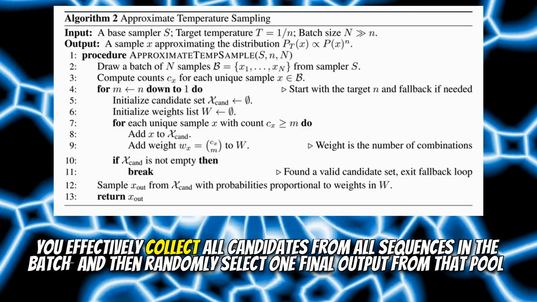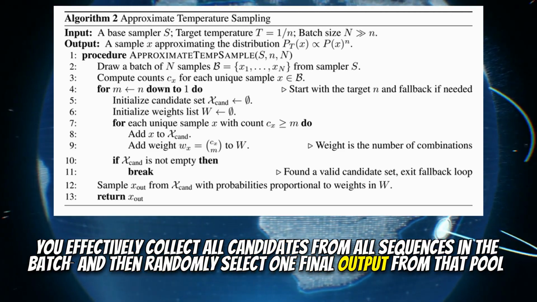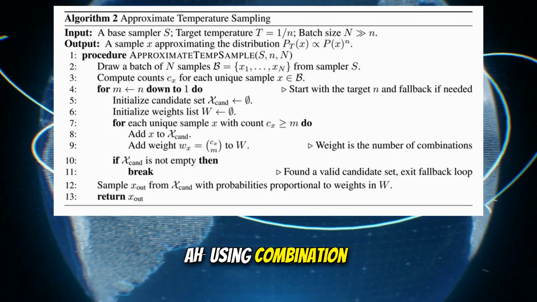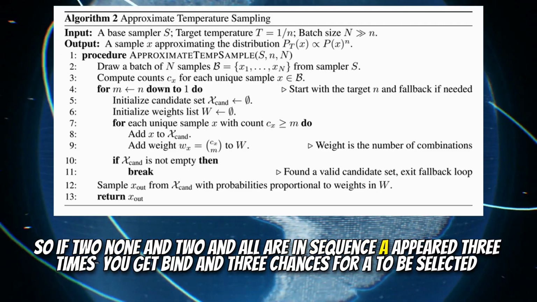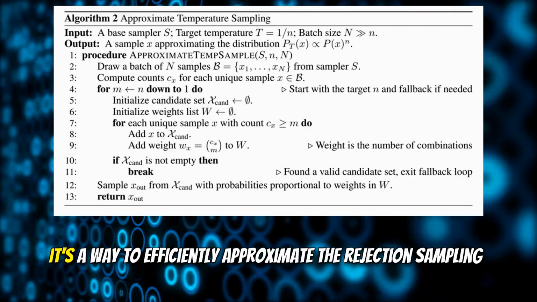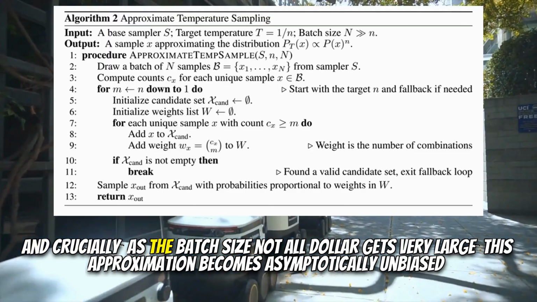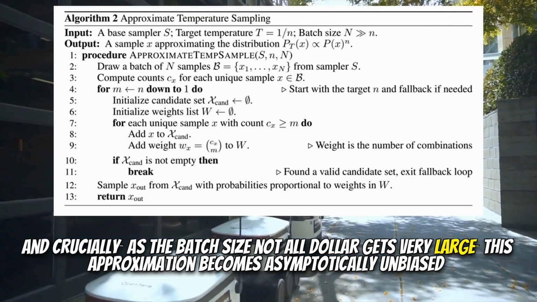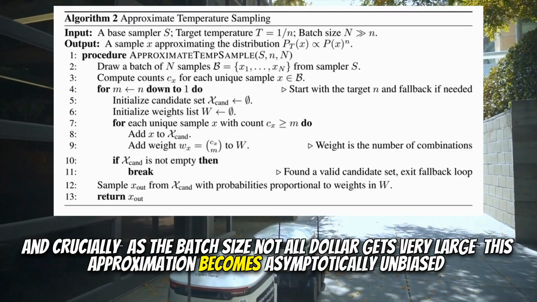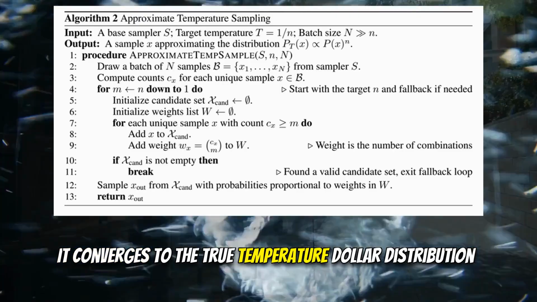You effectively collect all candidates from all sequences in the batch and then randomly select one final output from that pool. Using combinations. So if a sequence A appeared 3 times, you get 3 chances for A to be selected. Exactly. It's a way to efficiently approximate the rejection sampling. And crucially, as the batch size N gets very large, this approximation becomes asymptotically unbiased. It converges to the true temperature T distribution.